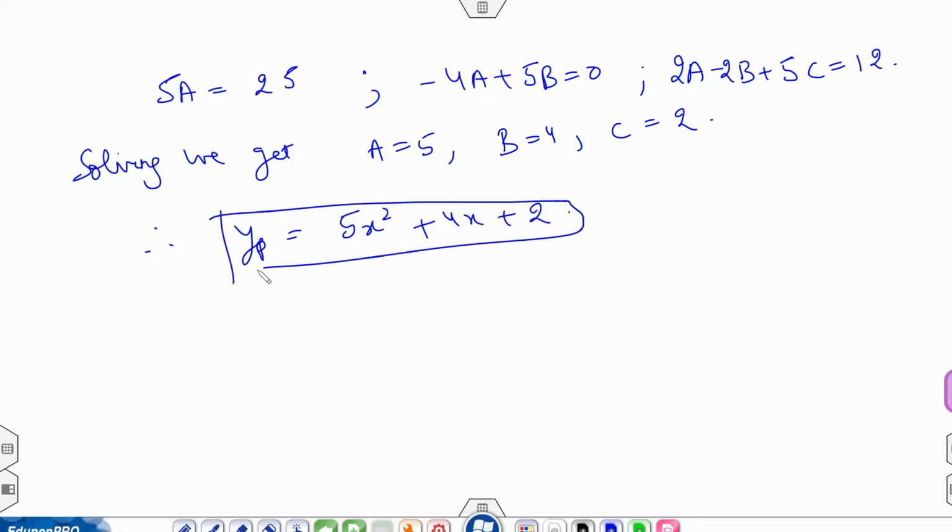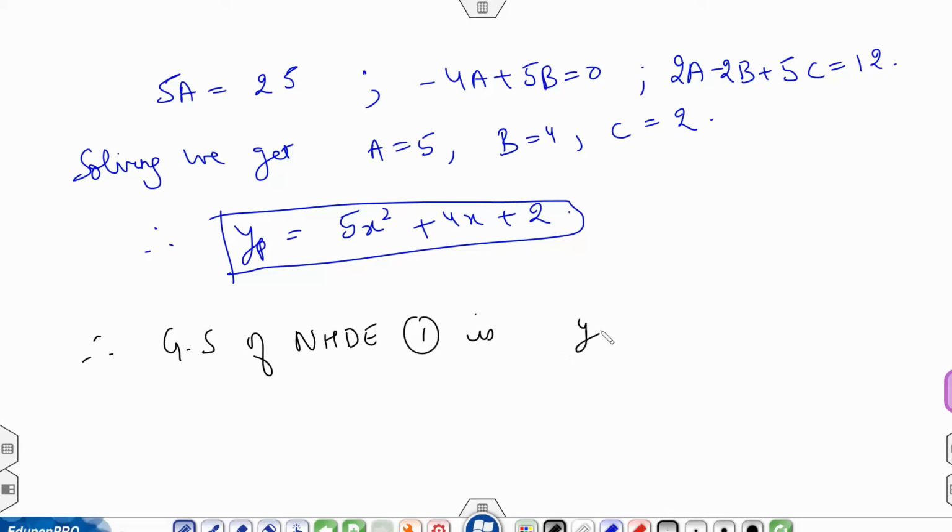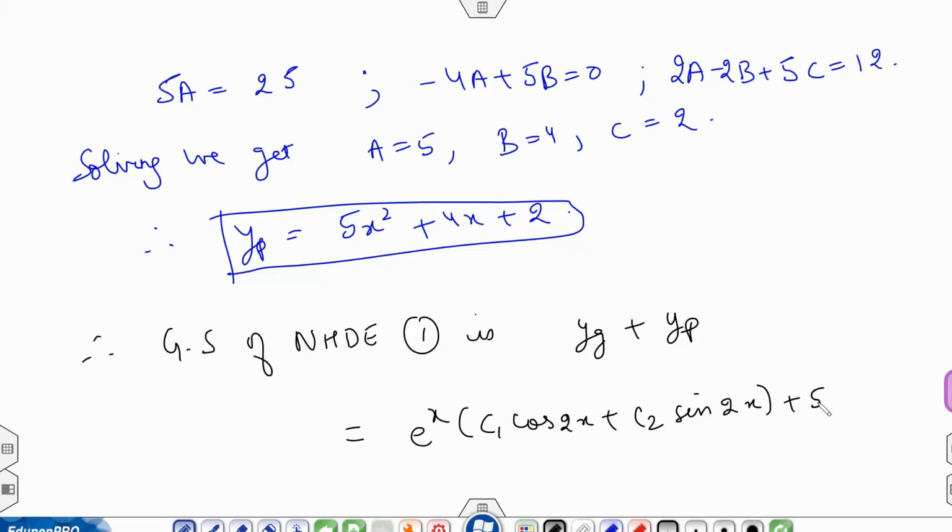This will be our particular solution, and you know that therefore the general solution of the non-homogeneous differential equation will be yg plus yp. So yg is e to the power x (c1 cos 2x plus c2 sin 2x) plus 5x² plus 4x plus 2. So this will be your desired solution.